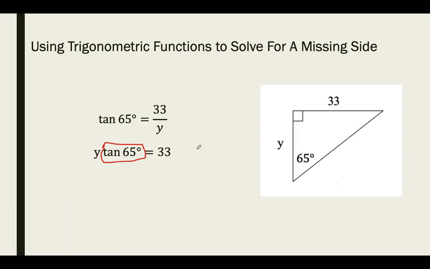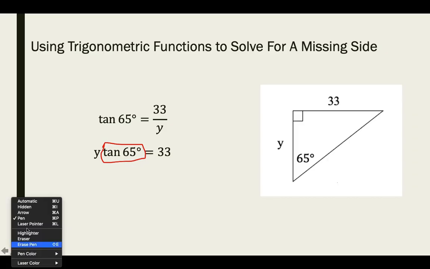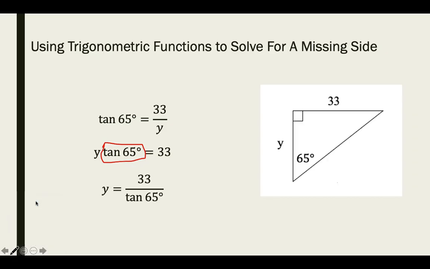So this equation is the same as if you had 3y equals 33. It's just y times a number equals 33. And if we want to solve for y, what do we need to do? We just need to divide by that number, right? If we divide by that number, we'll have y by itself. So we do 33 divided by tangent of 65.